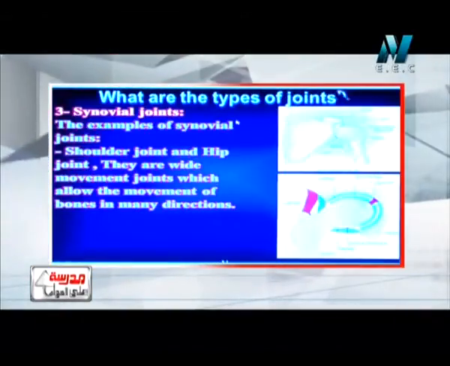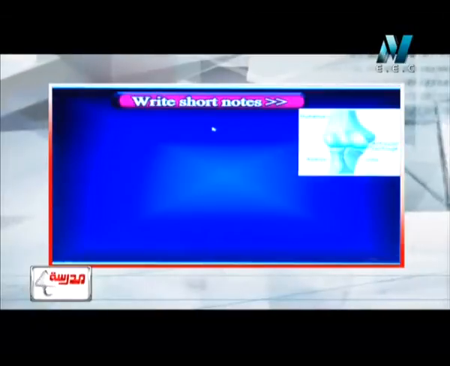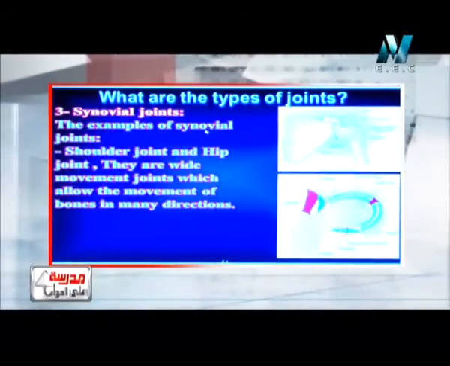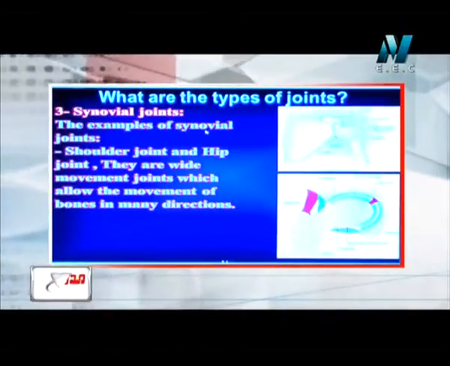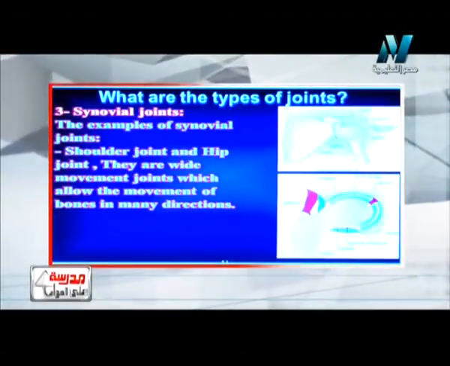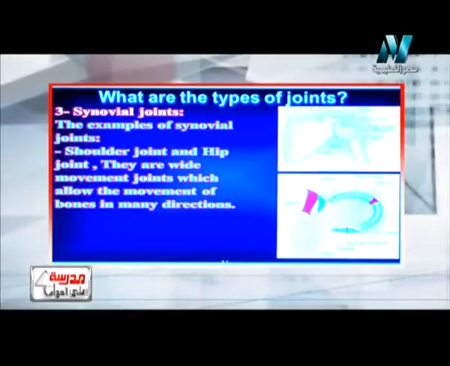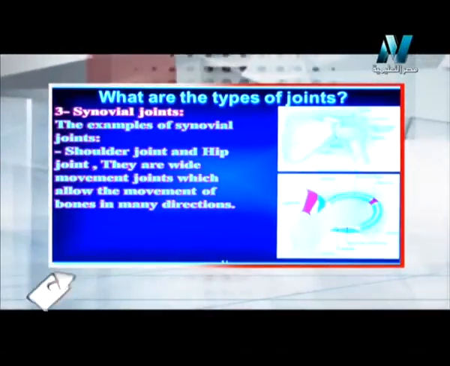Therefore, joints, according to their structure or physiology, are divided into three types. The first is the fibrous joint. The second is the cartilaginous joint. The third is the synovial joint.